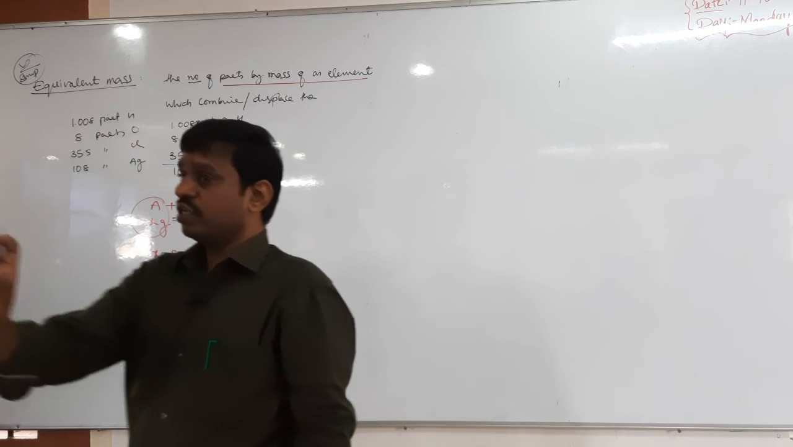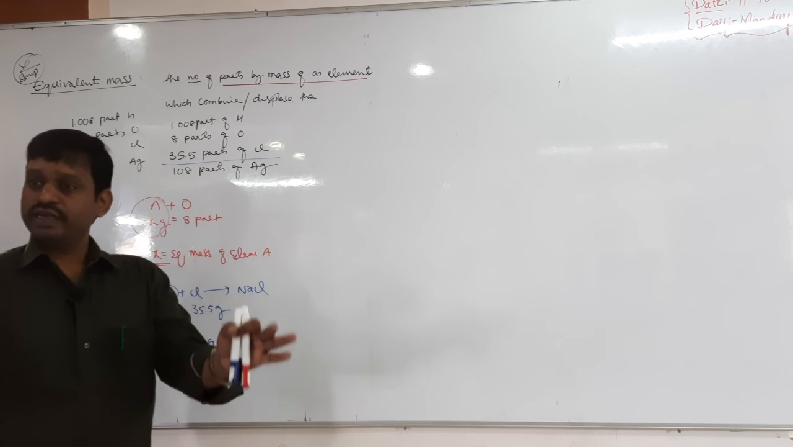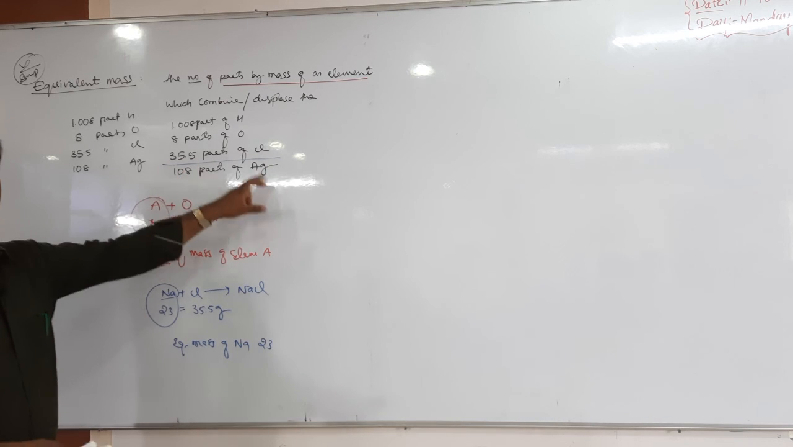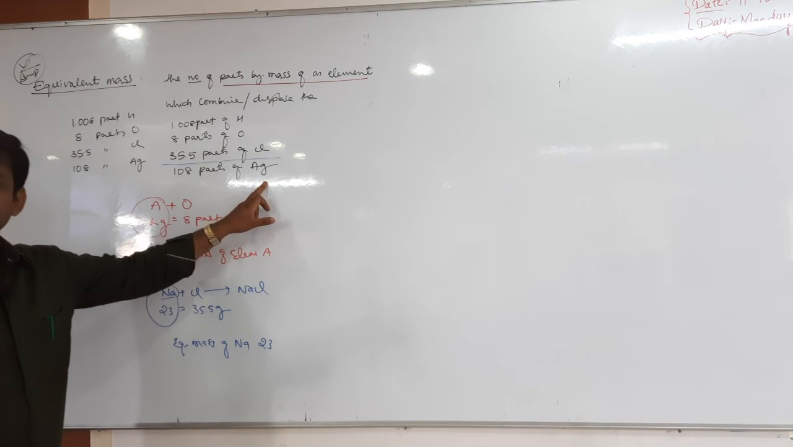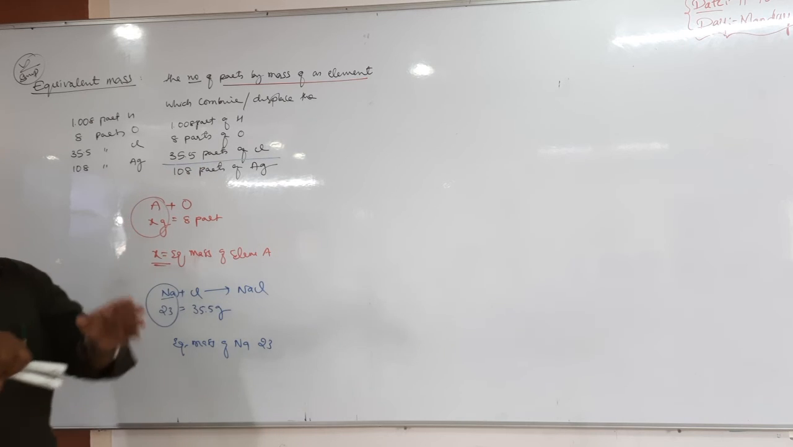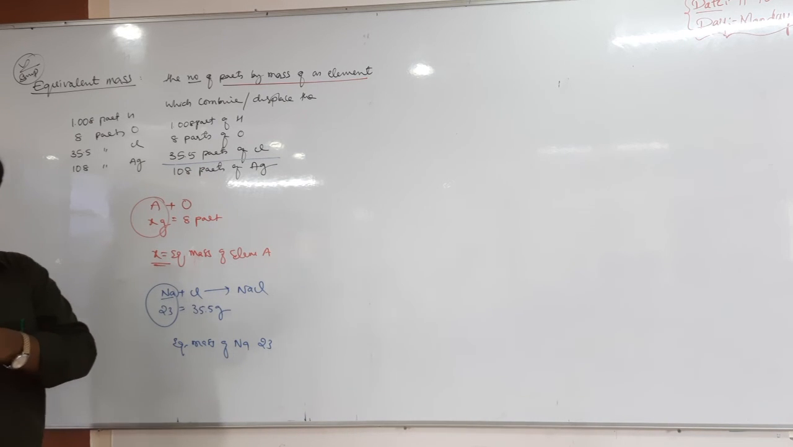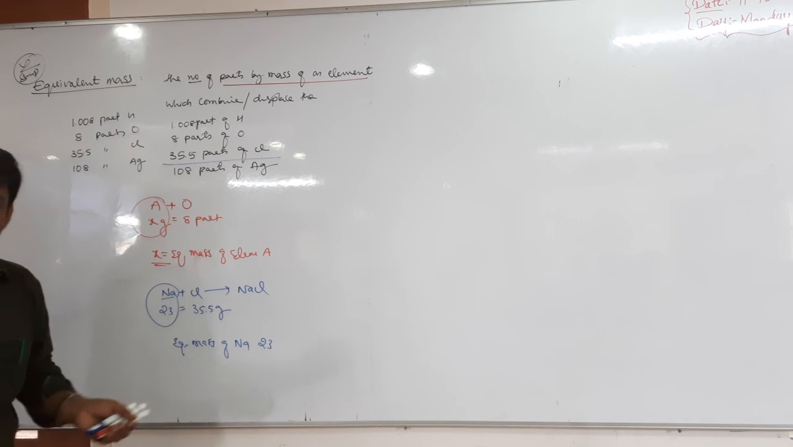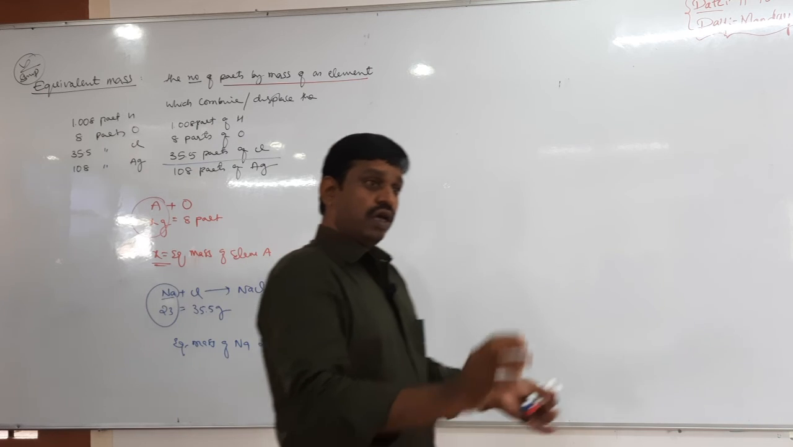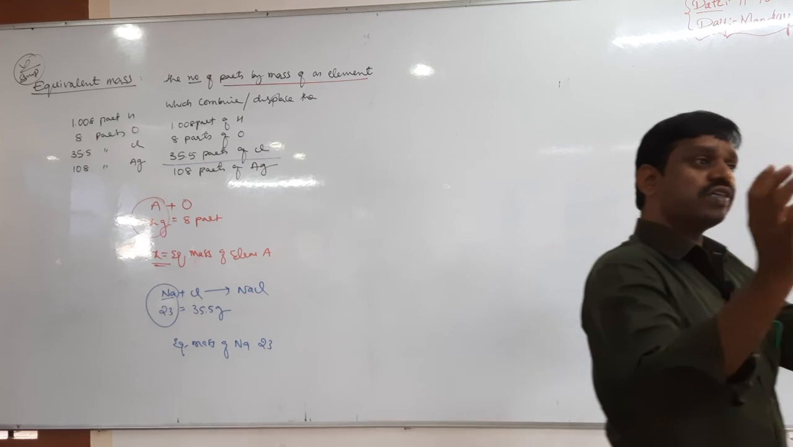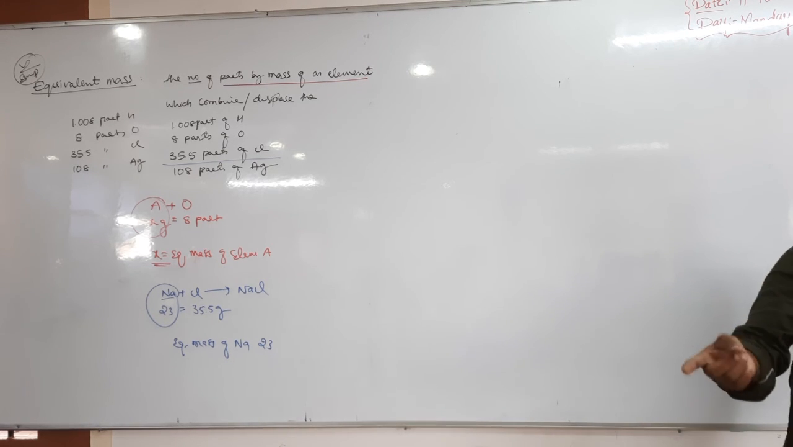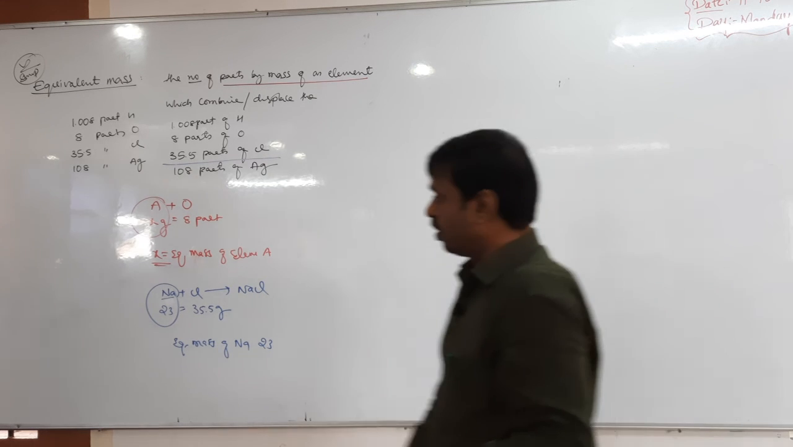That means suppose you take any element, element A is combining with 108 parts of silver. Then the X part of A which combines with 108 parts of silver, X is what? Equivalent mass. So in a chemical reaction, the equivalent mass of one element always combines with the equivalent mass of another element.